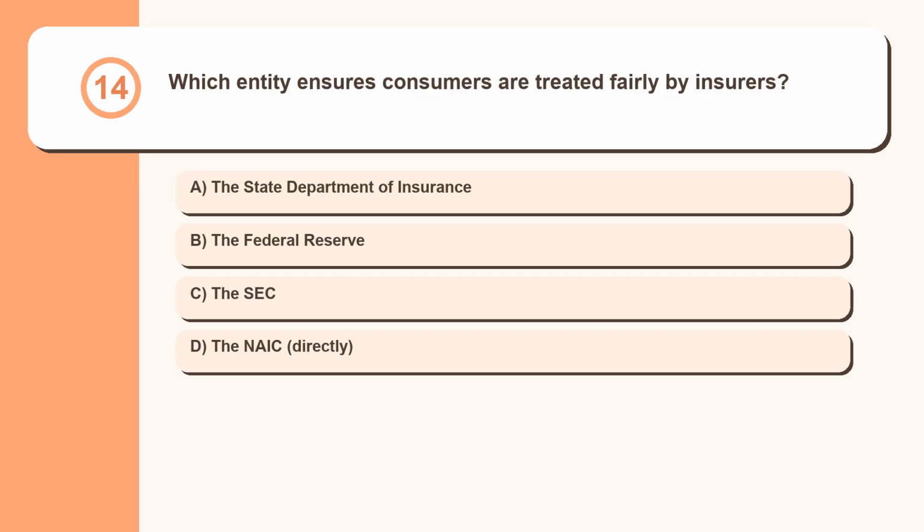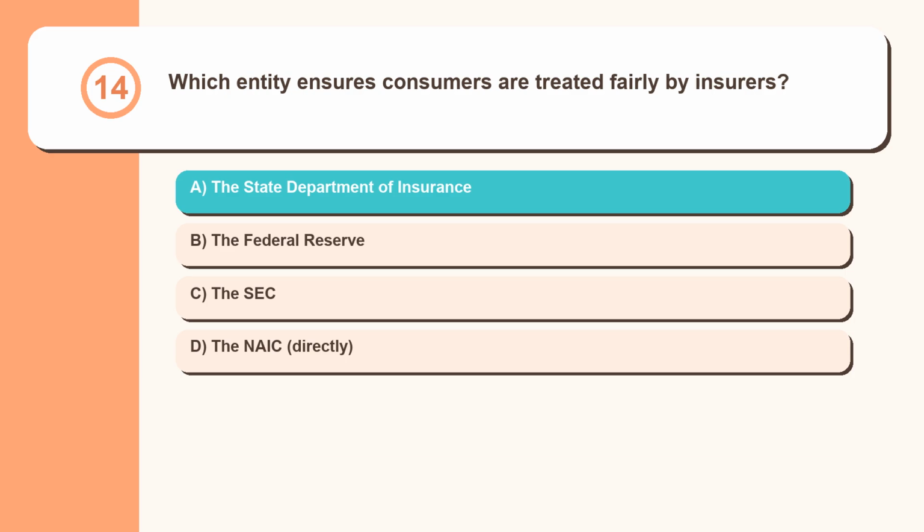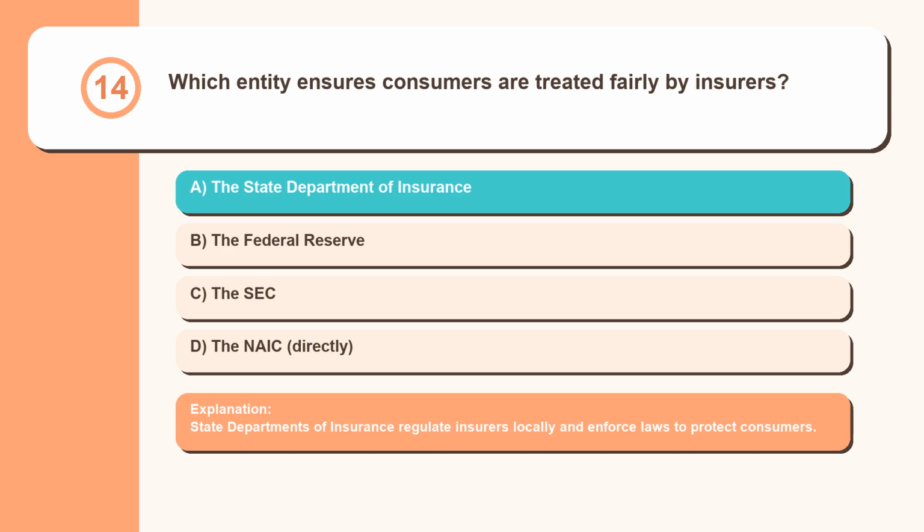Question 14. Which entity ensures consumers are treated fairly by insurers? The State Department of Insurance, the Federal Reserve, the SEC, the NAIC. State departments of insurance regulate insurers locally and enforce laws to protect consumers.